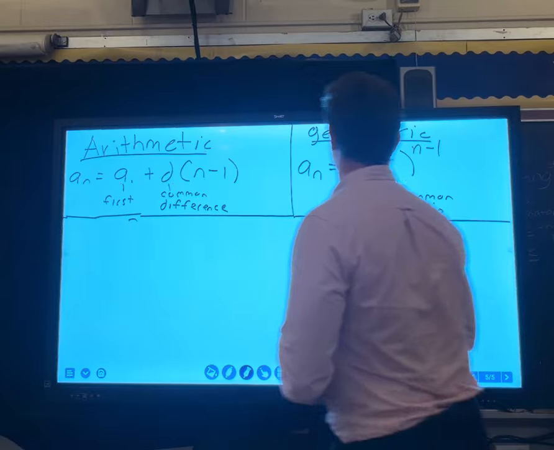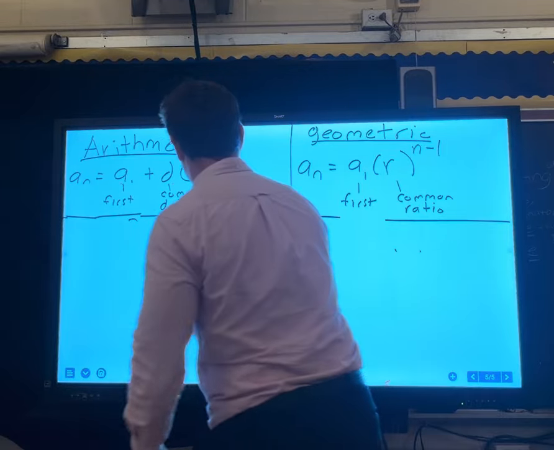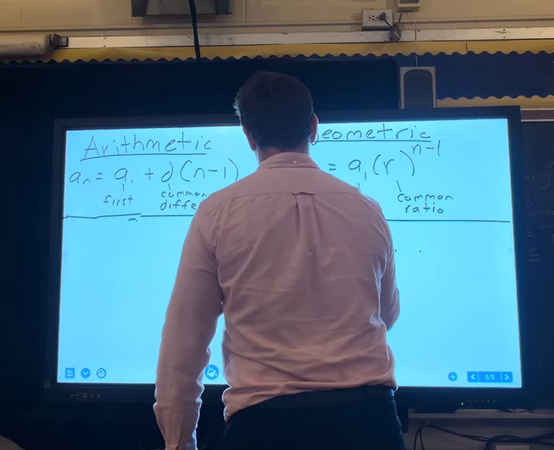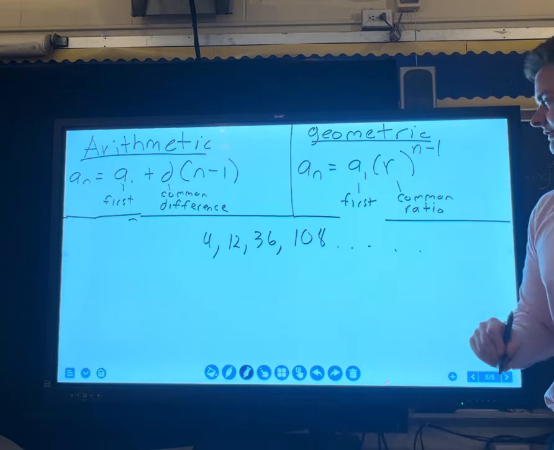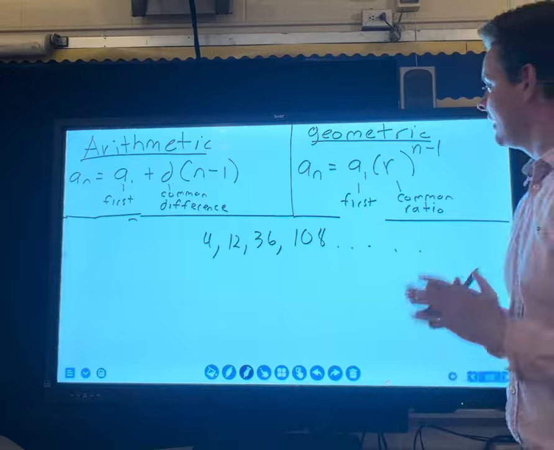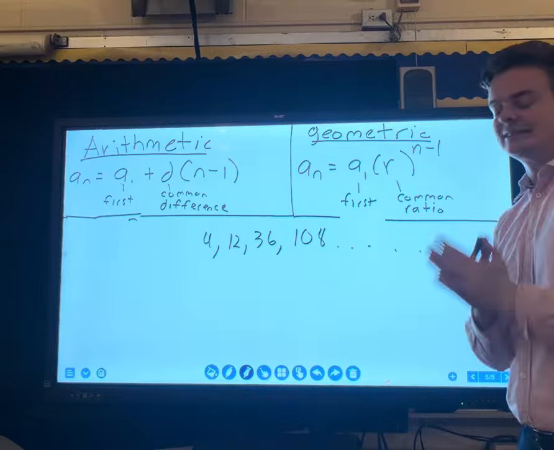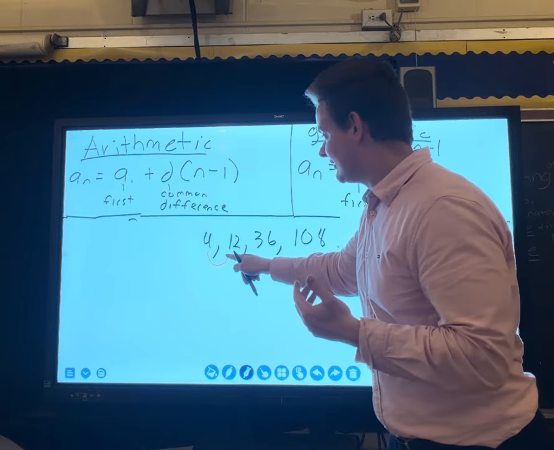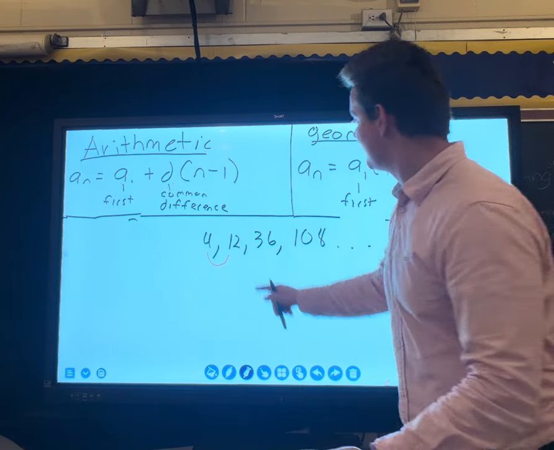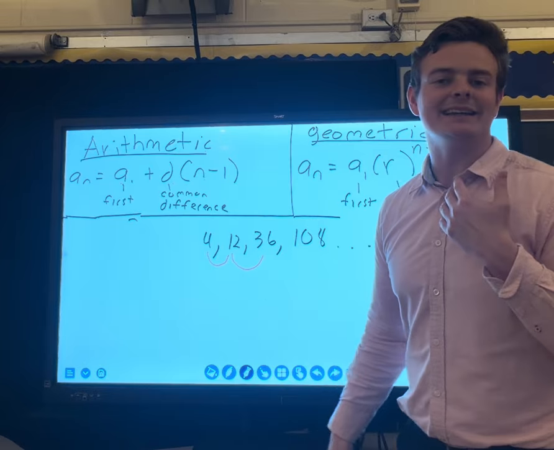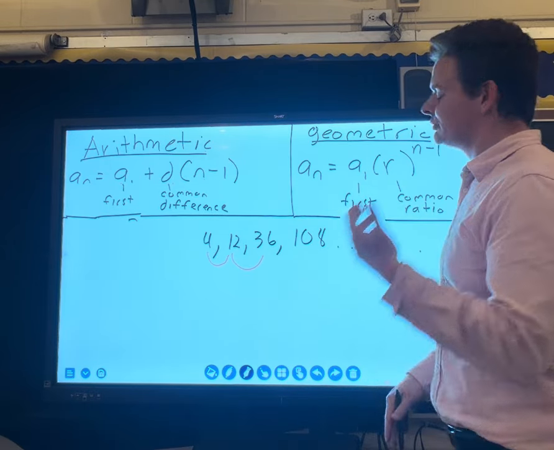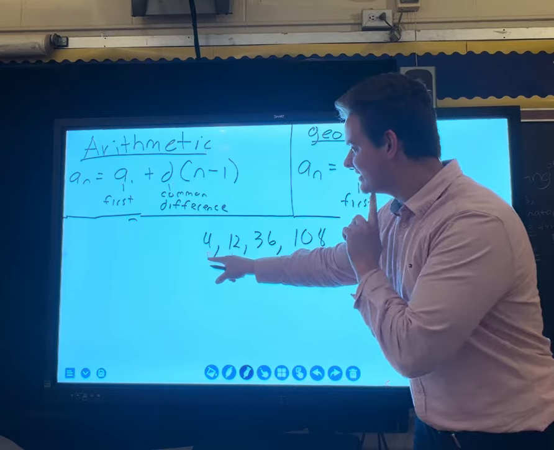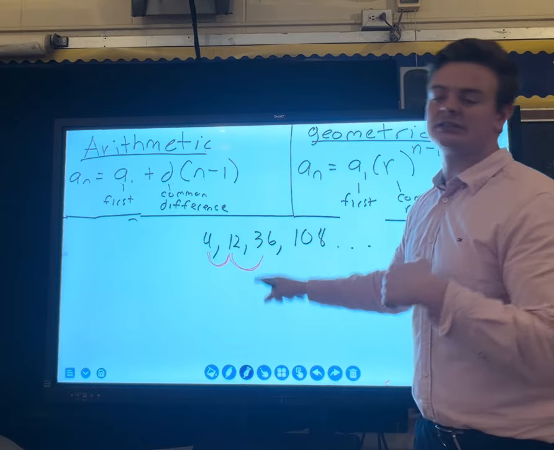Let's try again. Let's try 4, 12, 36, 108, dot, dot, dot. Okay. I'm now going to figure out what is the pattern here. This was plus 8, right? 4 to 12 is plus 8. But 12 plus 8 is not 36. So I see I'm not adding something here. I'm going to say that again. 4 plus 8 is 12, but 12 plus 8 won't work.